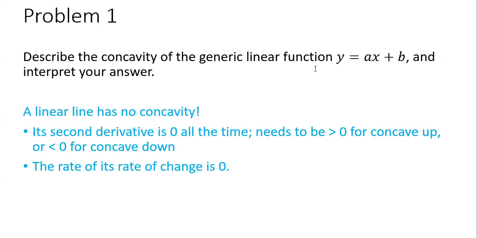Concavity is related to the second derivative. So what's the second derivative of y? First derivative is just a. The second derivative is 0. Okay, so because the second derivative is 0, it's neither positive nor negative. If the second derivative is positive, or greater than 0, it's concave up. If it's negative, or less than 0, it's concave down. It's neither. It's exactly 0. So it has no concavity. You can think of it like that.